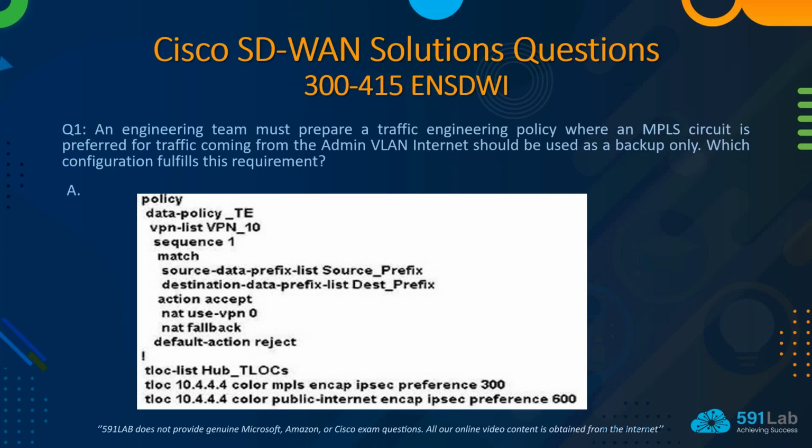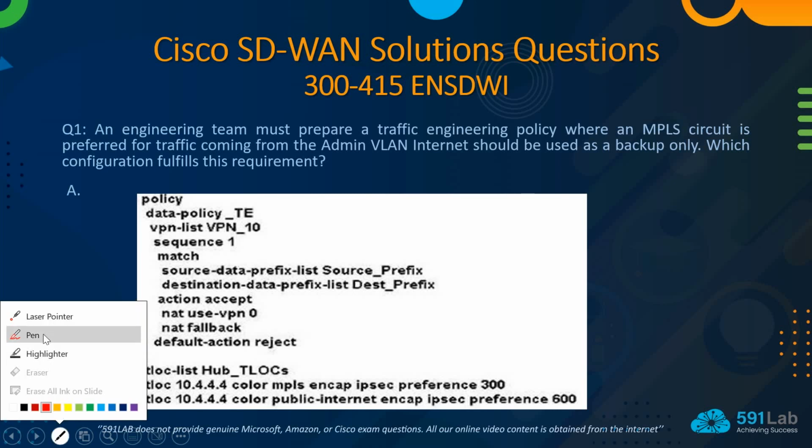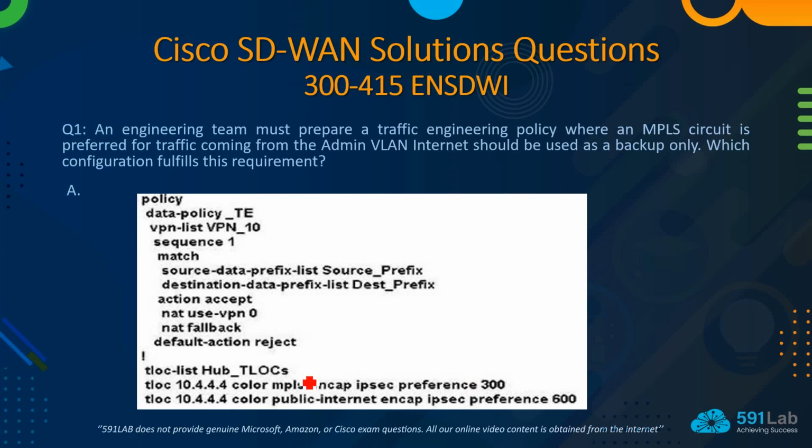An engineering team must prepare a traffic engineering policy where an MPLS circuit is preferred for traffic coming from the admin VLAN. Internet should be used as backup only. Which configuration fulfills this requirement? Okay, as Internet should be used as a backup only, we will use MPLS with higher preference. So MPLS here should have a higher preference than the Internet.